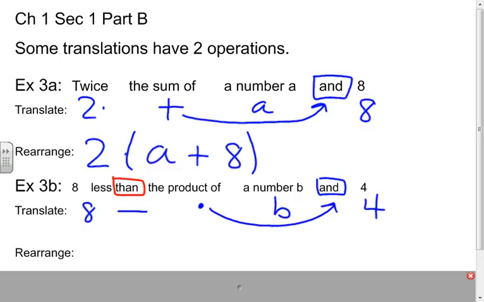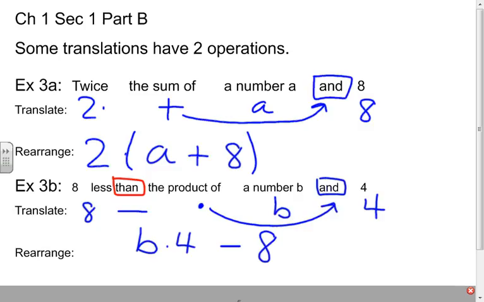So if we rearrange things, remember, the than means backwards. So instead of the 8 being at the front of the problem, the 8 has to be at the end of the problem. So we're going to do b times 4, and then minus 8. We put the 8 at the end. There's one more thing we can do to simplify this. Instead of b dot 4, we can just write 4b. And 4b minus 8 would be our answer.